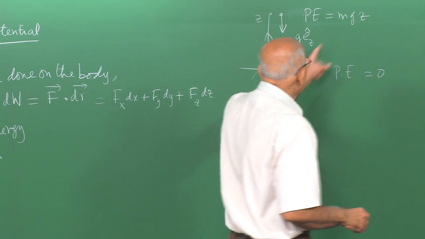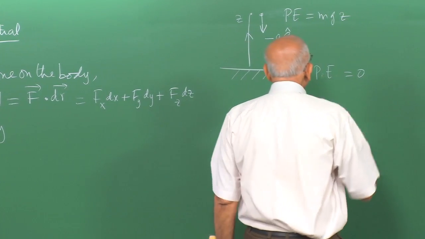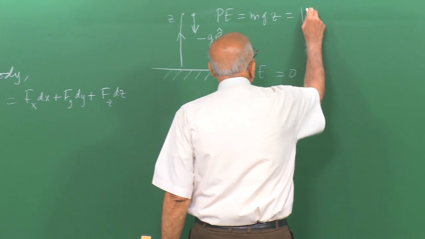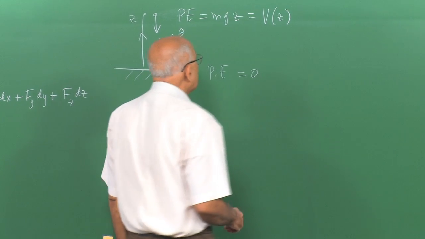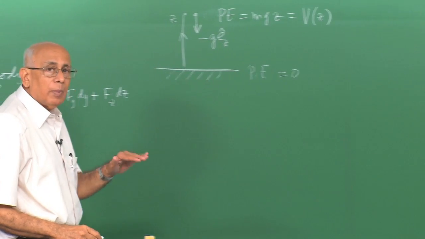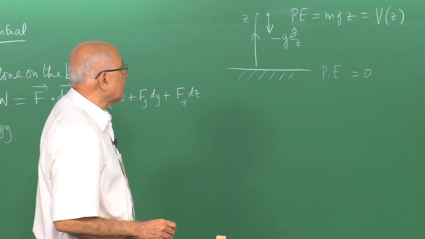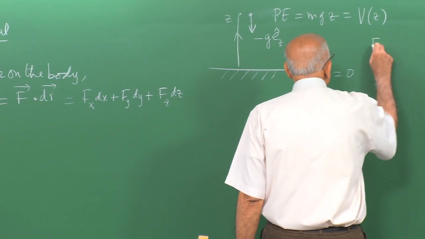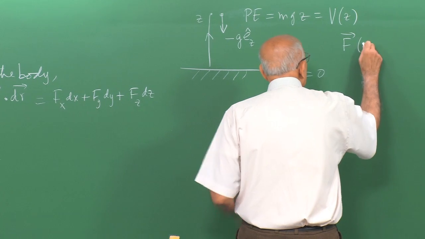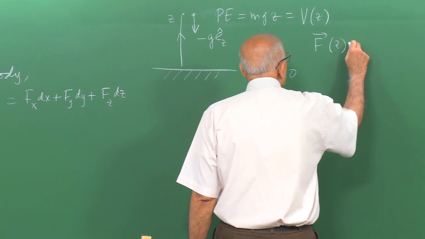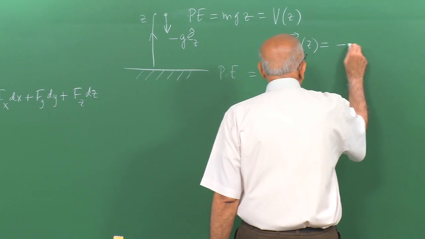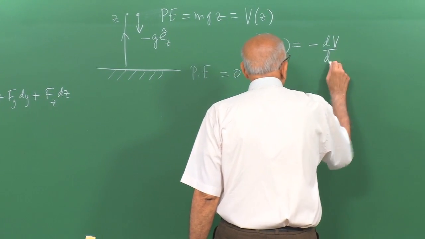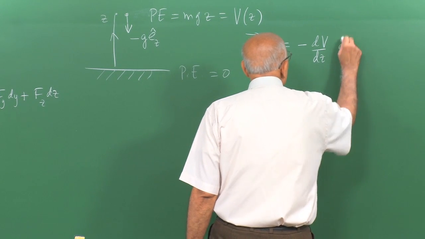It immediately suggests that the relation between these two is that if I call this V of z the potential energy at a height z above the ground, taking the ground level potential energy to be 0, then it immediately follows that the force on this body F, when it is at a height z above the ground, is equal to minus dV over dz times ez.